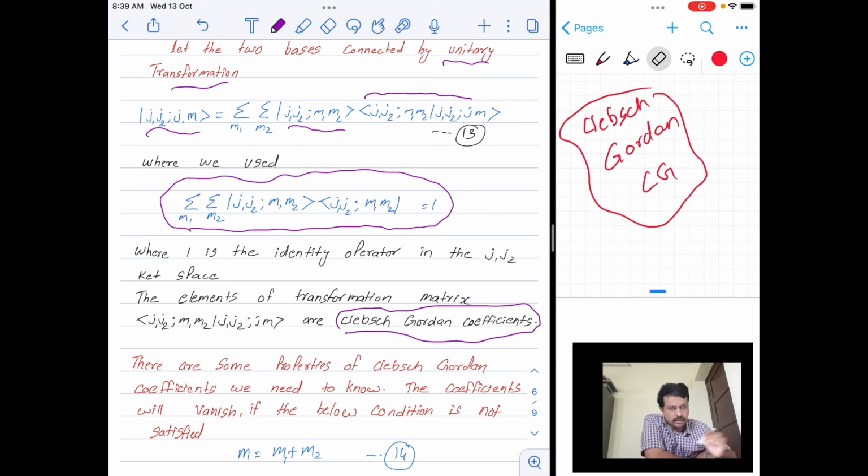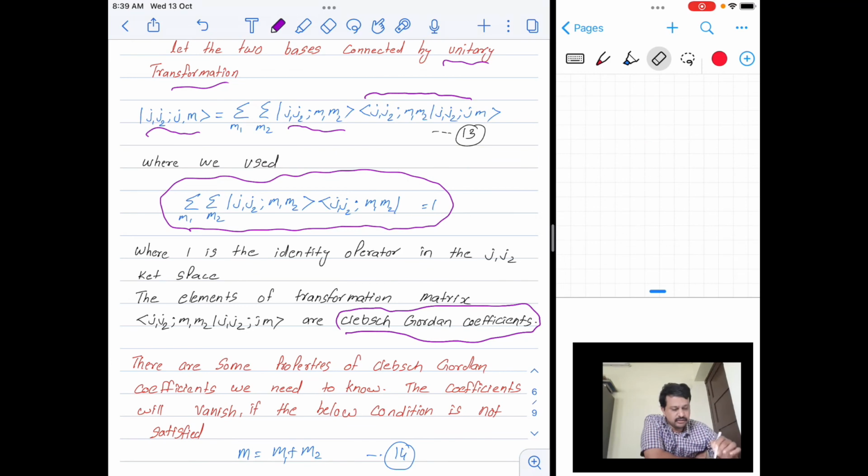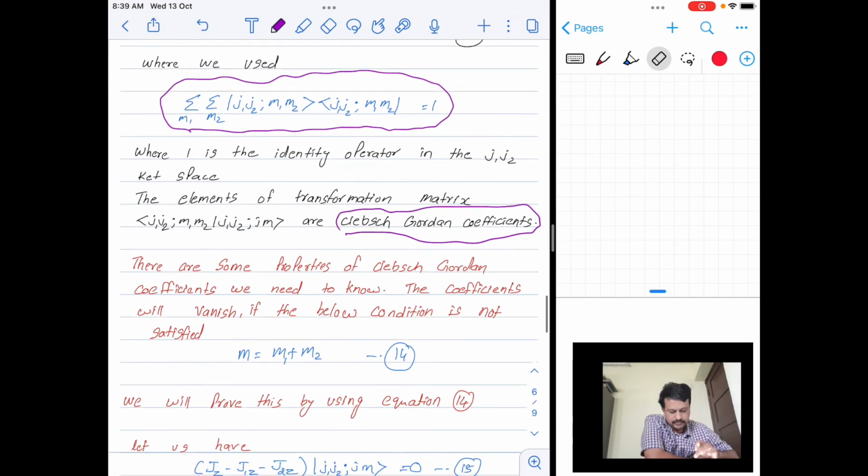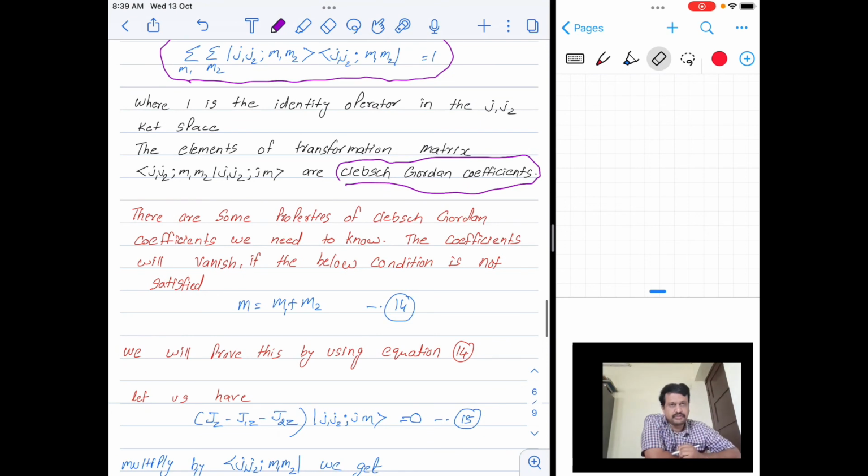So now our aim is actually to calculate the Clebsch Gordan coefficient, but there are some important properties for this Clebsch Gordan coefficient. We will see what it is actually. So the first important property is that the Clebsch Gordan coefficient should vanish if m is not equal to m1 plus m2. This is the condition for the Clebsch Gordan coefficient.